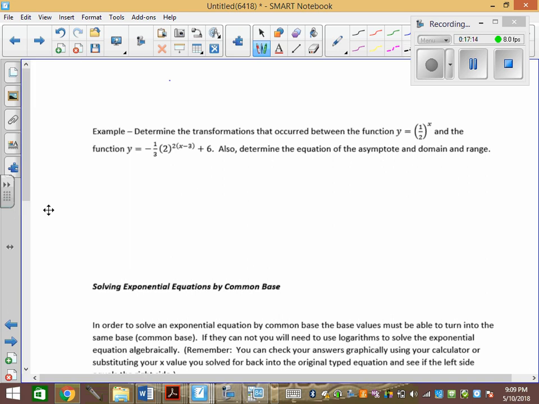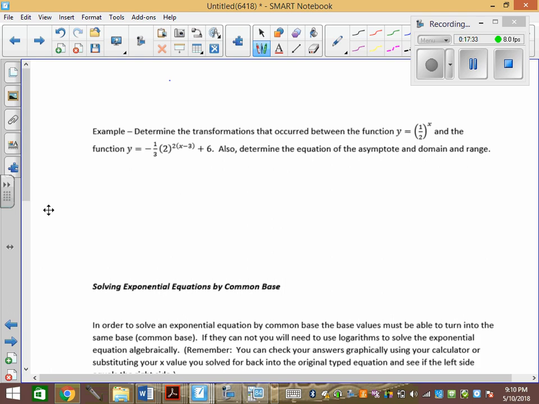Okay, our last example of transformation is determine the transformations that occurred between the function y equals (1/2)^x and the function y equals negative 1/3 times 2 to the 2x minus 3, plus 6. Also determine the equation of the asymptotes and domain and range.